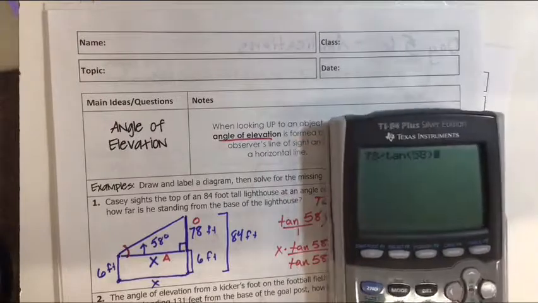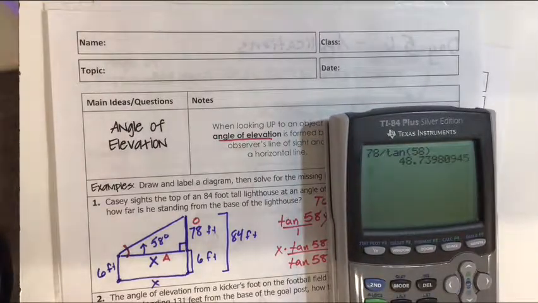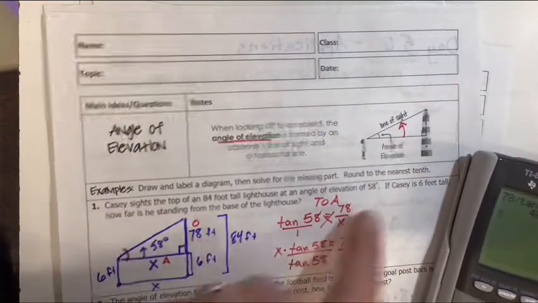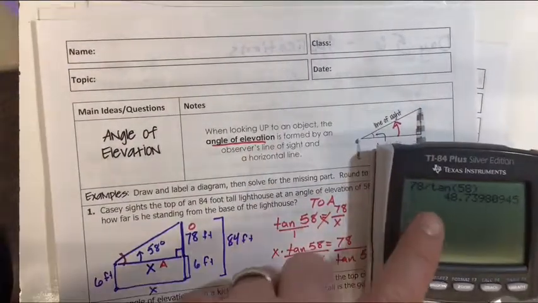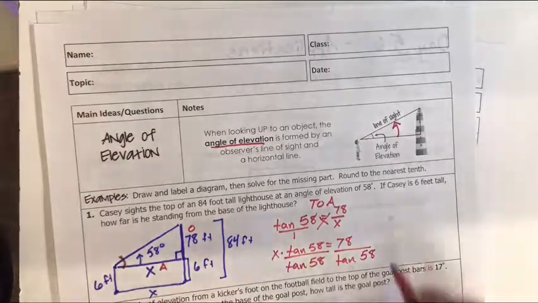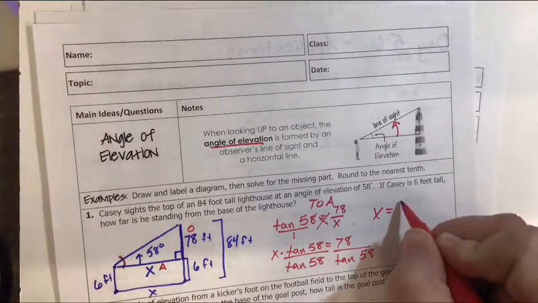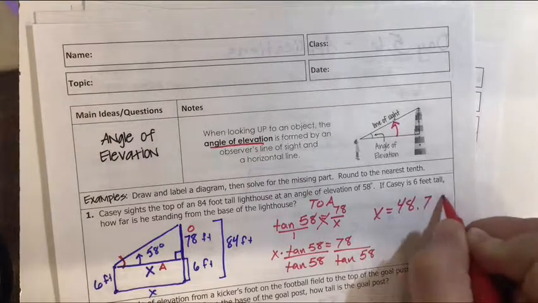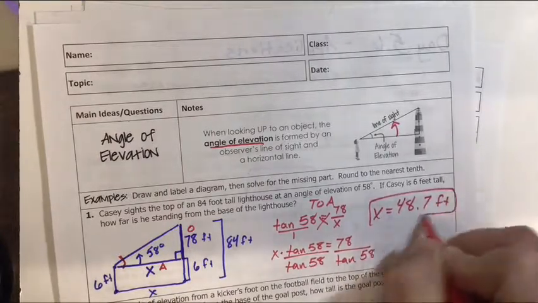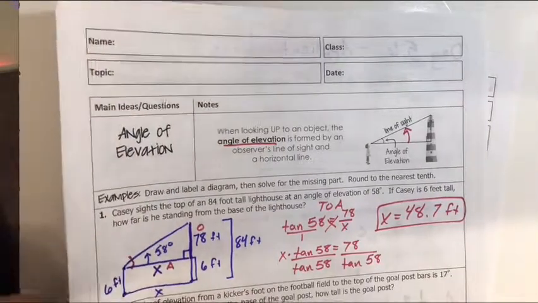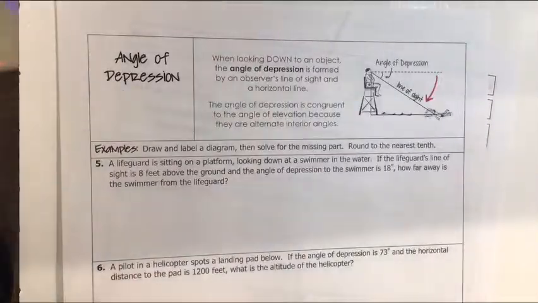When we divide like this, we get that x is 48.73. Now we are to round to the nearest tenth, so that's actually 48.7 feet that Casey is standing away from the base of the lighthouse. Don't forget the units of measure. Okay, we're going to go ahead and move on and do a problem that uses an angle of depression.